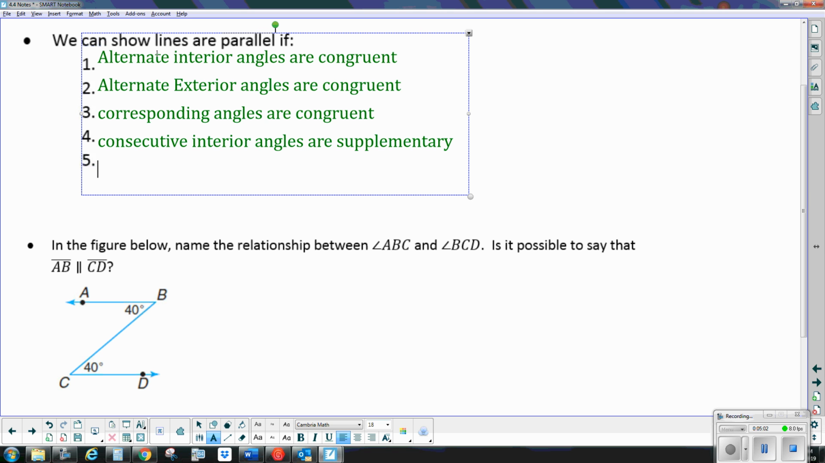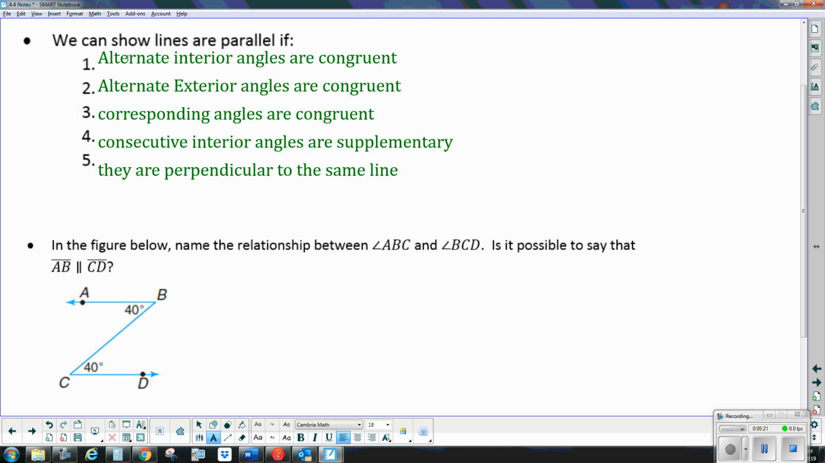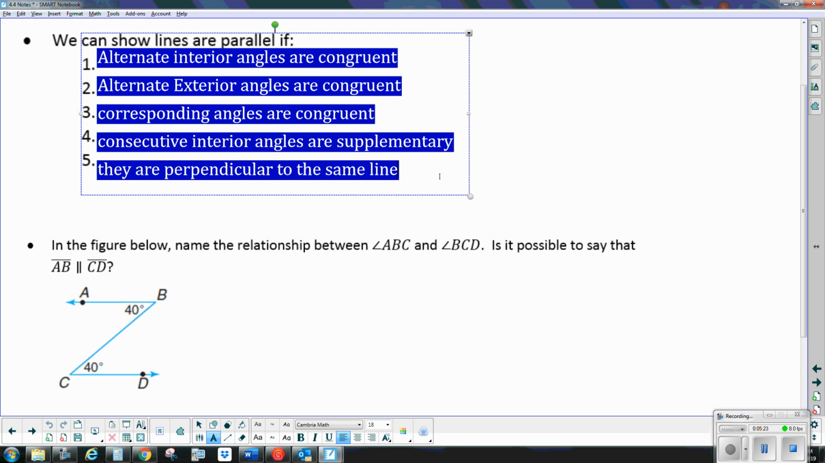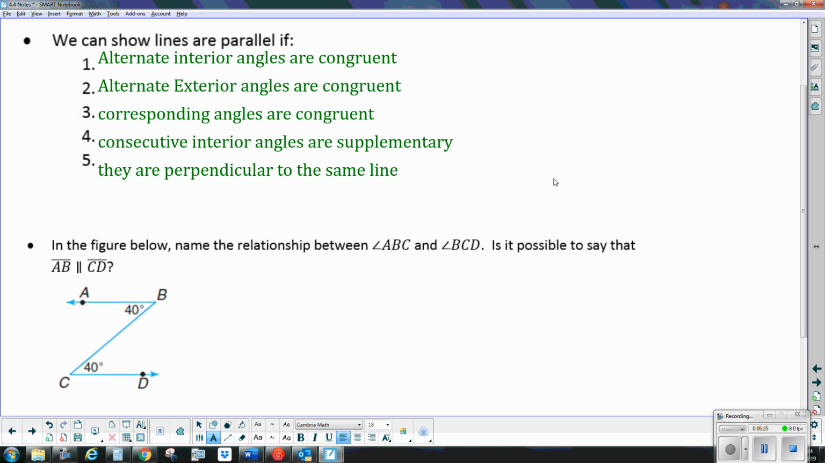And then lastly, using our most recent theorem, we can show lines are parallel if they are perpendicular to the same line. So if we can show that any of these 5 statements are true, then we can show that the lines are parallel. So let's look at this first example here.